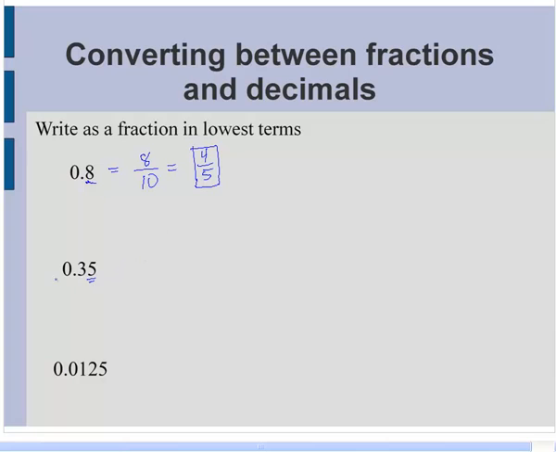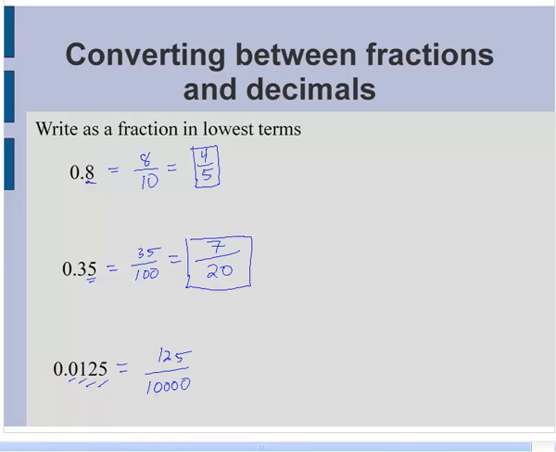The 5 in the second number, 0.35, is in the hundredths place. And so this is the same as 35 over 100. Reducing by a factor of 5 leaves 7 over 20. Why don't you try the last one on your own? All right, so tenths, hundredths, thousandths. The 5 is in the 10,000ths place. So this is the same as 125 over 10,000.